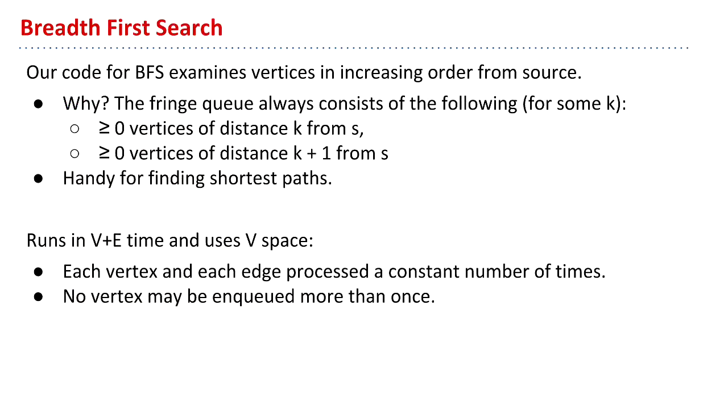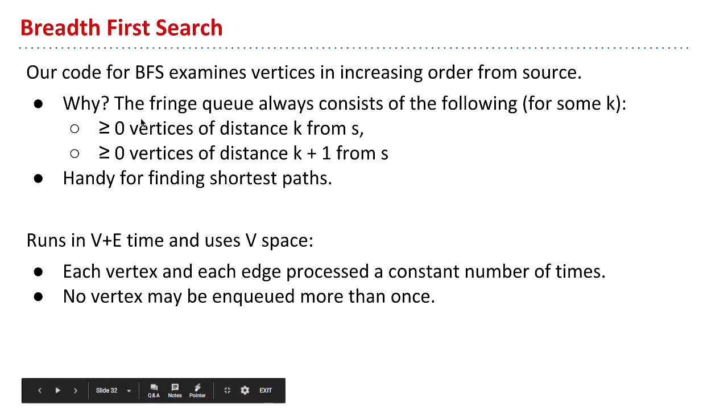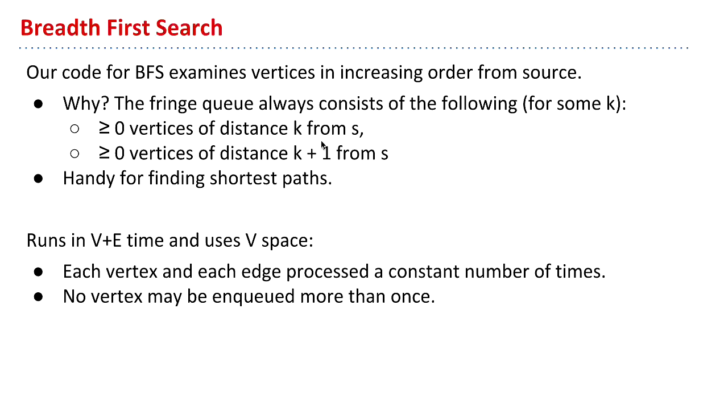So why does this work? I've alluded to it as we went, but the basic idea is that the fringe, in this particular case, always consists of the following. This is the invariant. This is how you can prove that it works. It has all of the vertices that are distance k from S, and all the vertices that are distance k plus 1 from S, and nothing else. And this set might be empty. You might only have k from S. Okay? But it's never going to be anything other than those two things, and these will always come before these, right? So distance k is better than k plus 1.